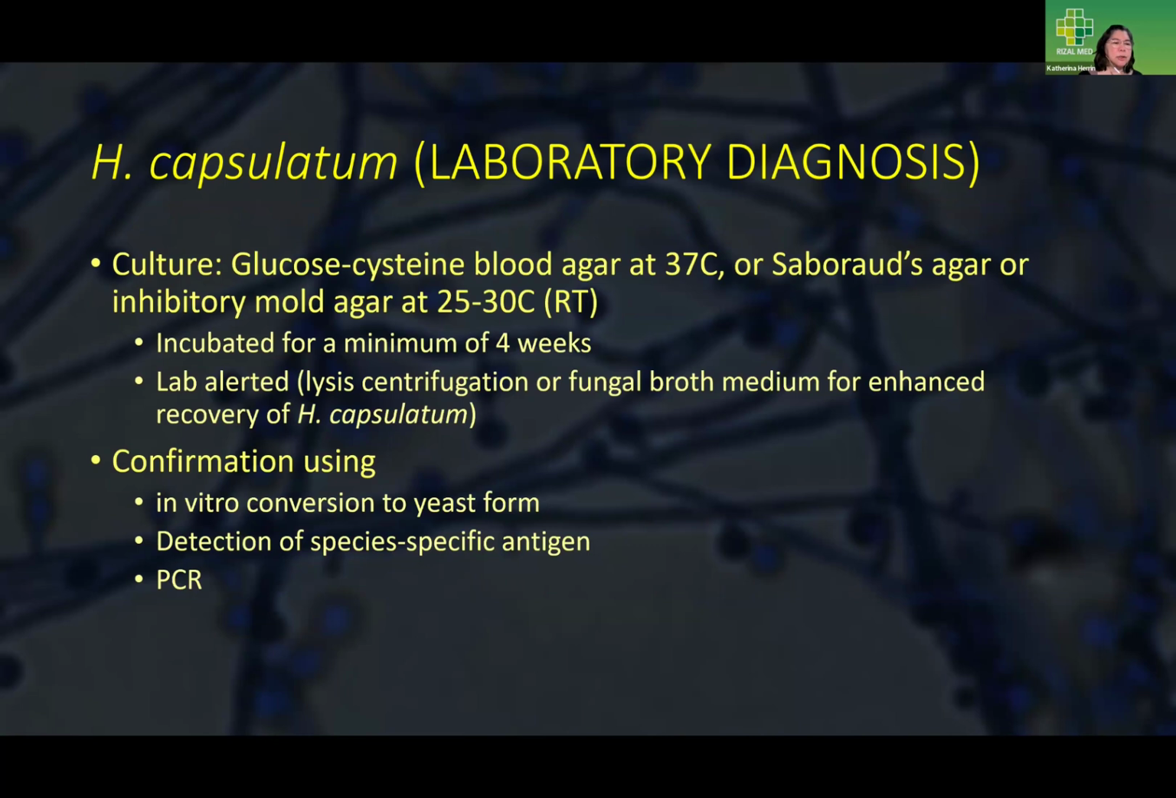Specimens are cultured in rich media such as glucose cysteine blood agar at 37 degrees centigrade, or on SDA or IMA at 25 to 30 degrees centigrade or room temperature. This is incubated for a minimum of 4 weeks. Growth is confirmed using in vitro conversion to yeast form, detection of species-specific antigen or PCR.